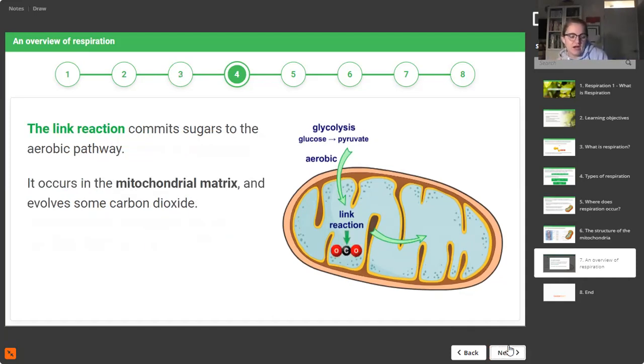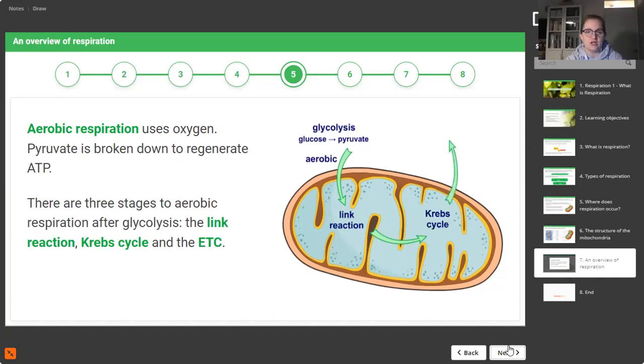So the link reaction happens straight after glycolysis. This is all the parts that are going to happen actually in the mitochondria. So this occurs in the mitochondrial matrix, and it evolves some carbon dioxide. So glycolysis is where glucose goes to pyruvate. We add on the oxygen, and the link reaction happens inside the mitochondrial matrix.